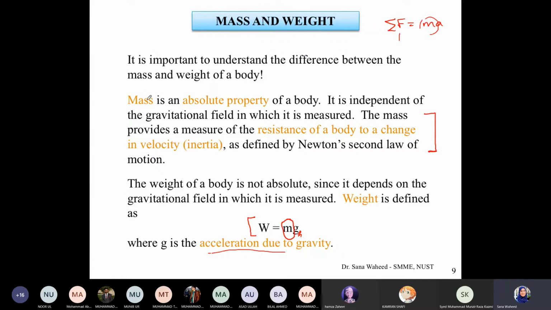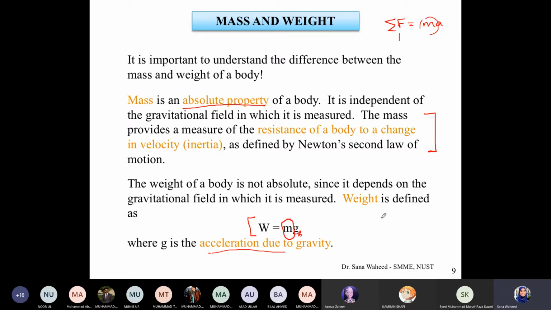So this property, mass, is an absolute property. It is an intrinsic property of a body. It doesn't matter whether I'm on Earth or I'm on the moon. My mass will stay the same. Yes, so that's about it.